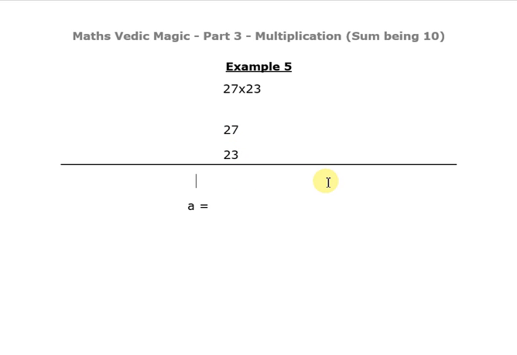And the left side portion would be 2 times the next higher number, 3, which gives us 6. So the answer would be 621. Let's look at another example.